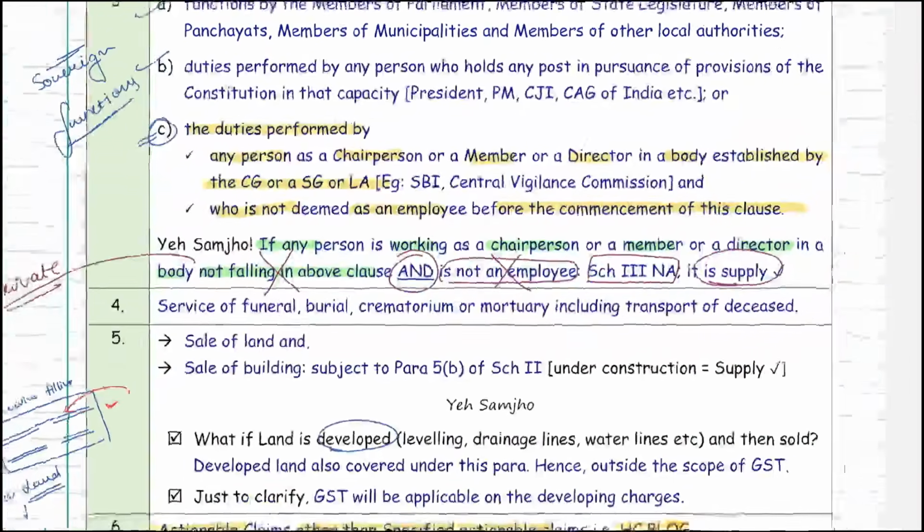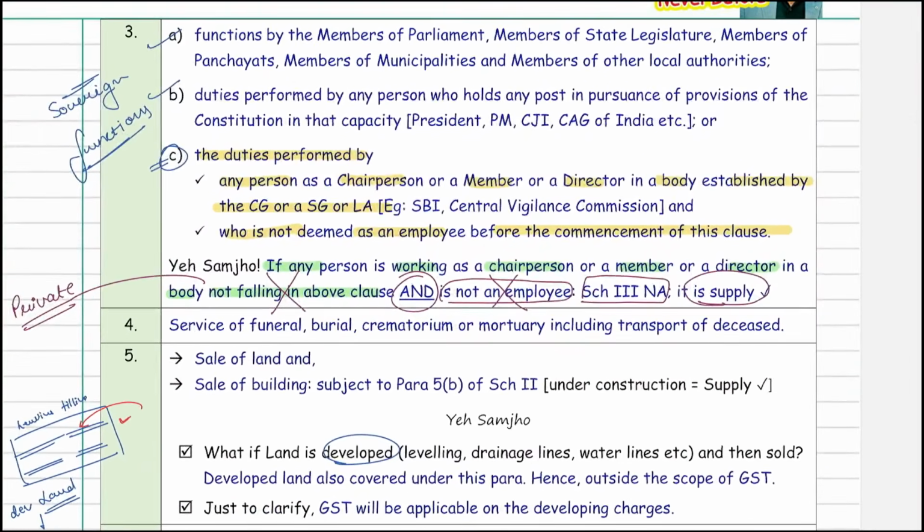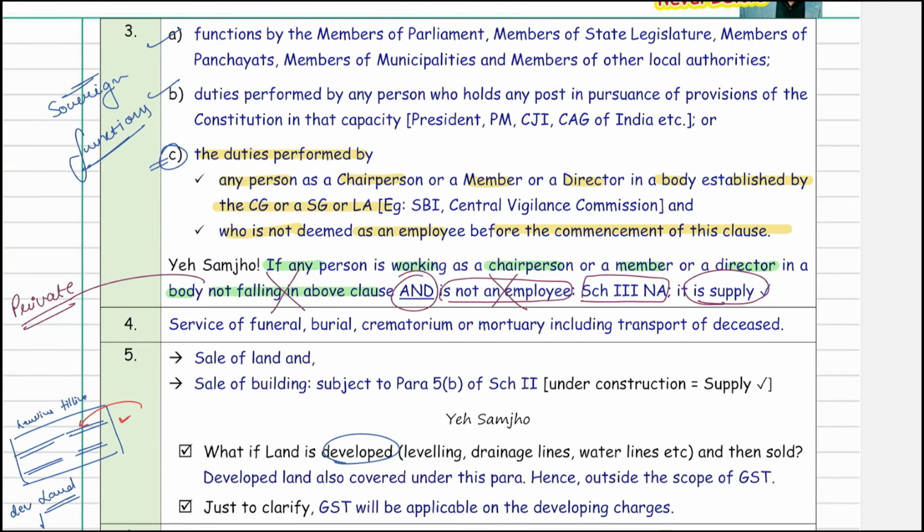Okay. Para 3, 4, 5, do it. Yes, Vamsi, independent director, absolutely the GST is applicable provided it is not a government body. Otherwise, I will take the benefit of para C.